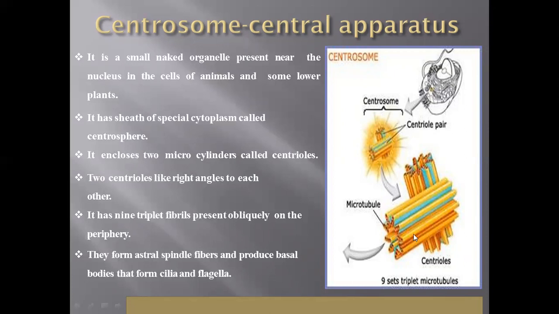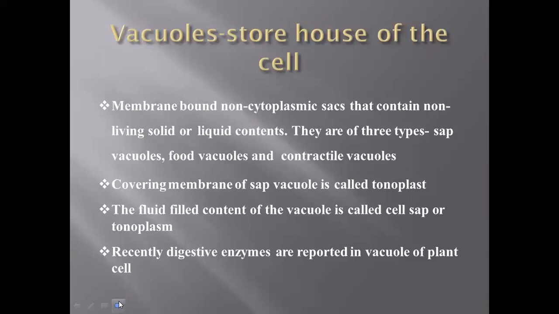What is the role of this centrosome? They form the astral spindle fibers during the time of cell division. When the cell is dividing, during that time, it forms fibers that are helpful in segregation of chromosomes, or else they are also present in the cilia and flagella of the lower organism.